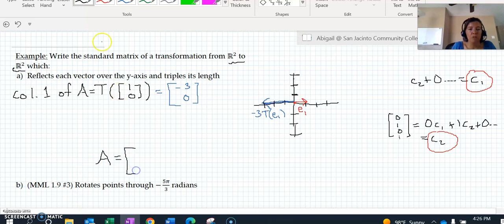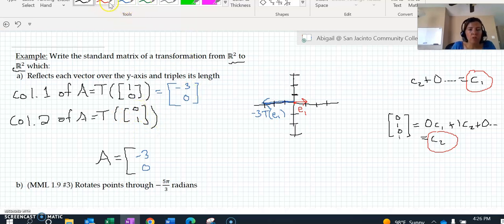So that's going to be column 1 of this standard matrix A. We can start to build our matrix down here. Column 1 we know now is going to be -3, 0. Now to find column 2, we apply the transformation to E2, the second unit vector, which for R2 is going to be 0, 1.